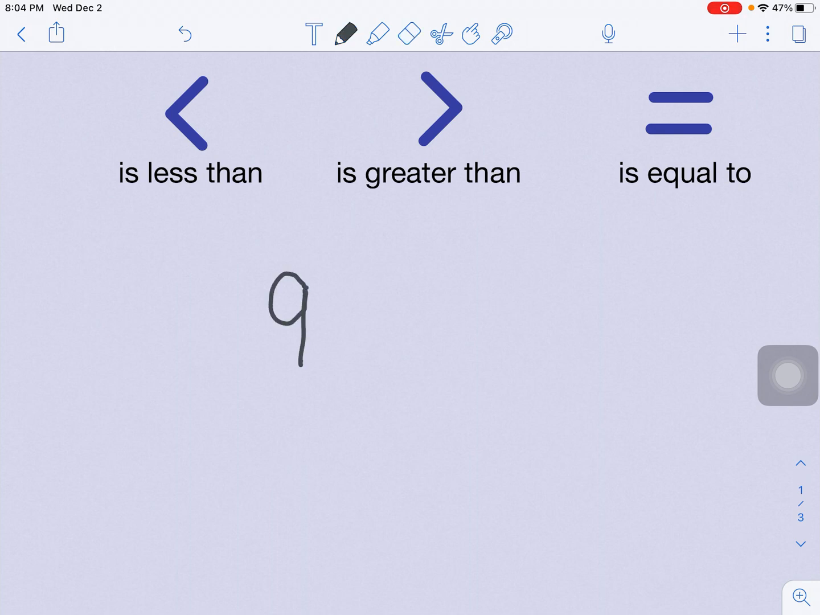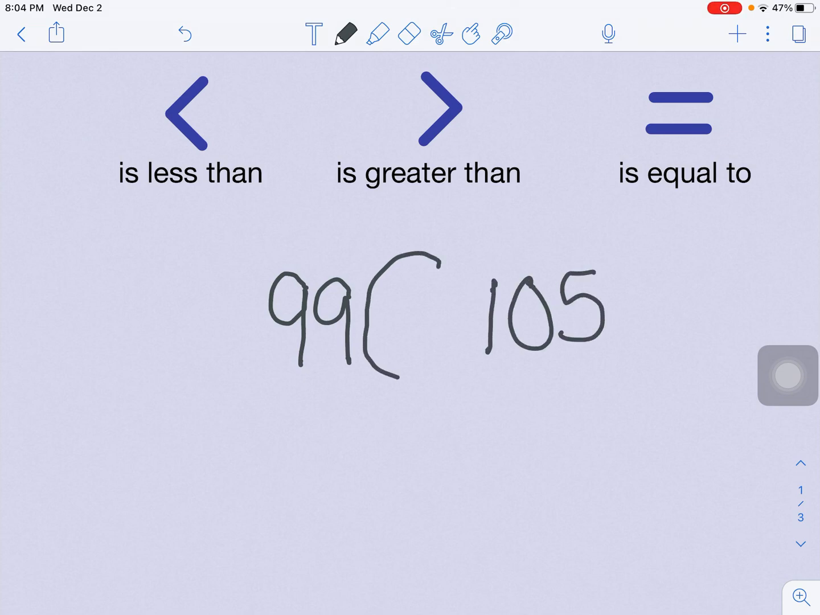Let's try this one. 99 versus 105. These two numbers are actually very close on our number line, but when we look at this one right away, 99 is really close to 100, but it's not even 100. It doesn't even have a 100 in it. 105 is close to 100, but it's over 100. So I'm not going to even draw my picture out on that one because I am pretty sure that you all know that 99 is less than 105.